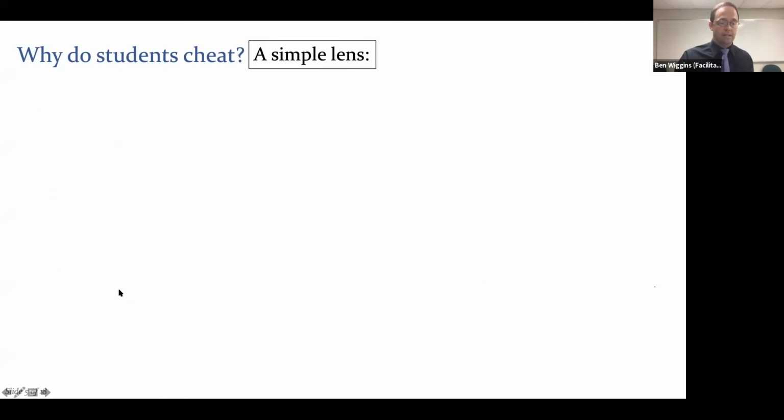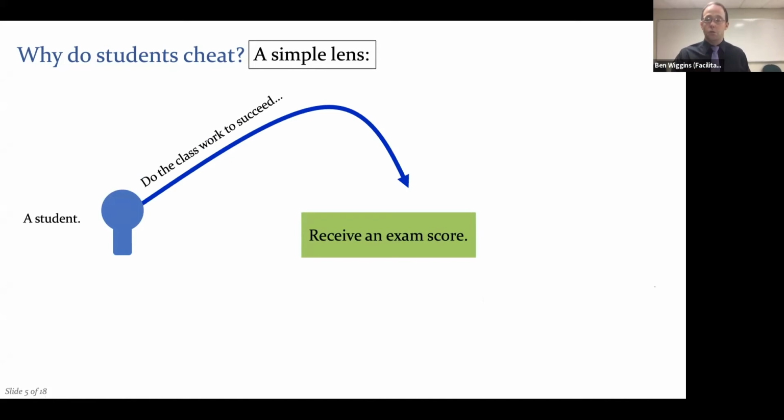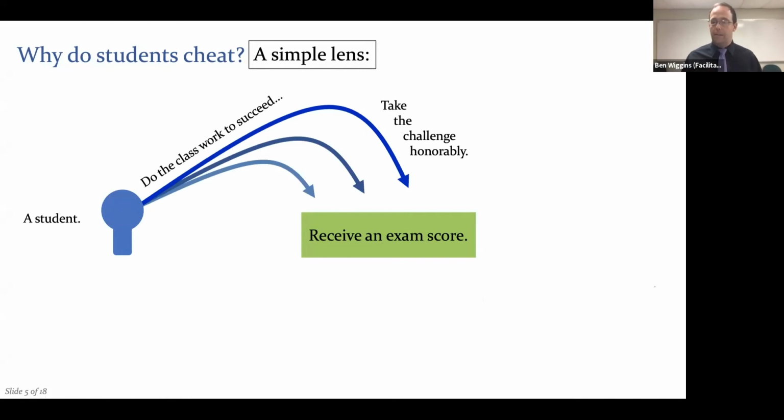Why do students cheat? Here is the simple lens that if you talk to a politician or somebody from outside education, this is the kind of first order thinking that you generally get. So you have a student and they want to achieve an exam score. So they're going to do the work in your course and they're going to take some challenge honorably. That's a really simple model. And if they do it well or poorly, their exam score is going to vary based on the effort that they put in. Absent any other model, this is fine. It's just like every model we use in science, it's a lie in some way.